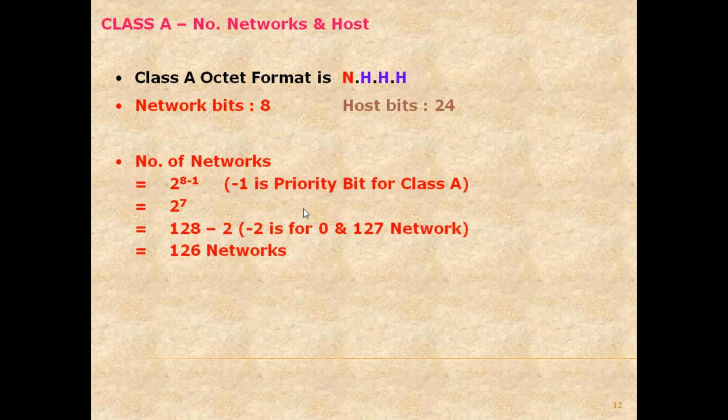This minus 1 is for your priority bit, or we can call it a common bit, or a reserve bit. So 2 power 8 minus 1 will be 2 power 7, and 2 power 7 is 128. The actual range is 0 to 127, so in total it is 128. But again, we have to do minus 2 in class A in the network portion. So the final answer is 126.